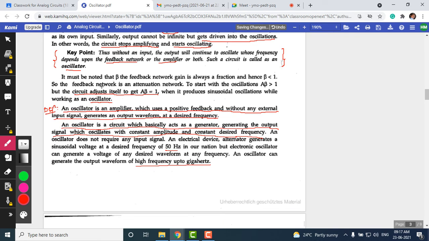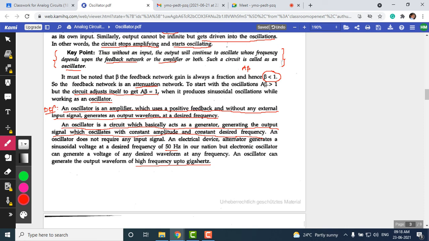Here, the two things that play an important role are the beta term and the Aβ term. That is very important. As we said, beta is a part of the output that is fed back to the input. Generally we said that beta is less than unity, but if you look at the loop gain, it is Aβ, the product of A and beta, called the loop gain. The feedback network is basically an attenuation network, or passive network, as we already mentioned.